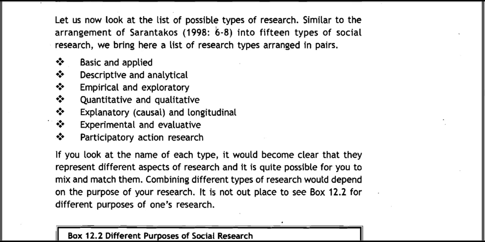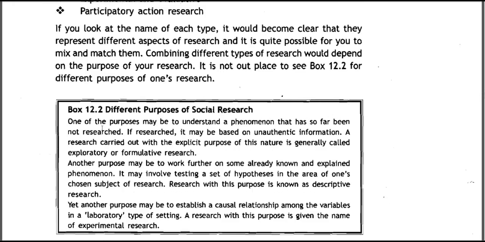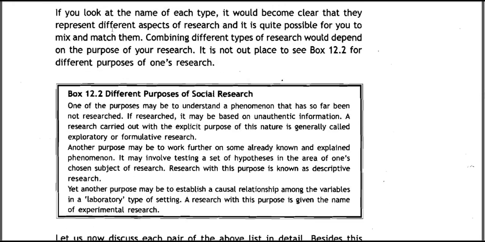Let us now look at the list of possible types of research, similar to the arrangement of Sarantakos into a 15 type of social research. We bring here a list of research types arranged in pairs: basic and applied, descriptive and analytical, empirical and explanatory, quantitative and qualitative, exploratory, causal and longitudinal, experimental and evaluative, participatory action research. If you look at the name of each type, it would become clear that they represent different aspects of research and it is quite possible for you to mix and match them.